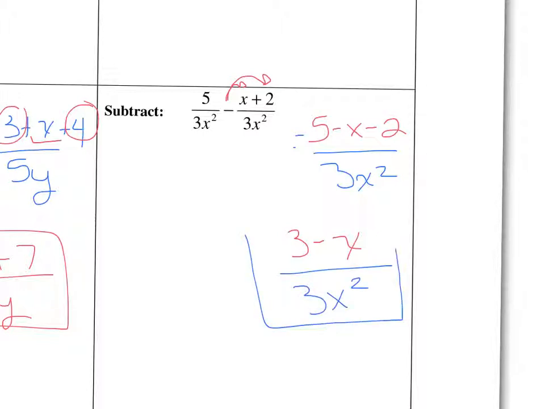Again, be careful that you don't try to reduce these. These threes cannot reduce because this one is part of a binomial. And the x is the same thing because the x is part of a binomial.